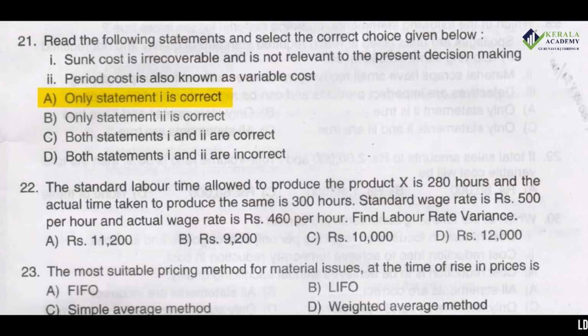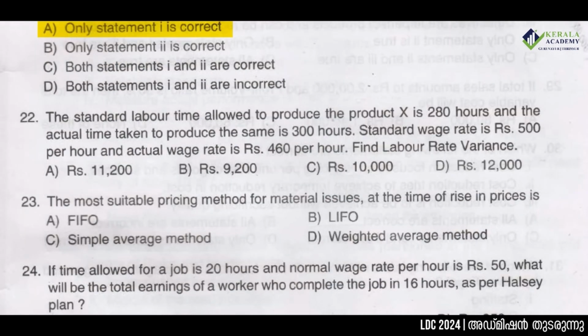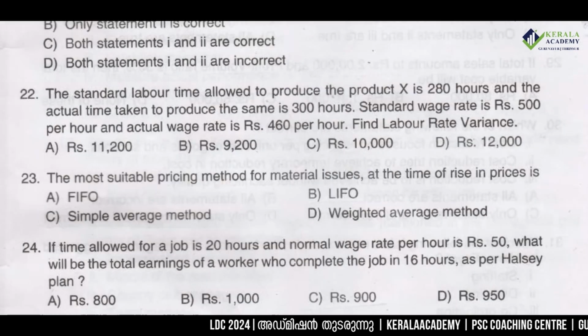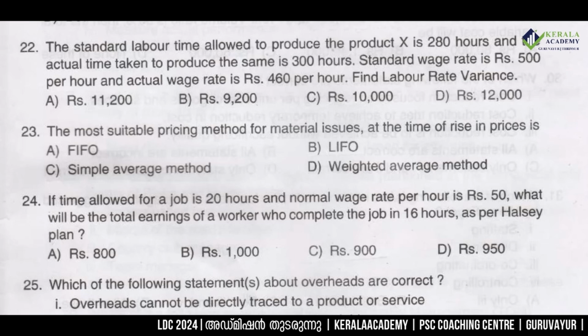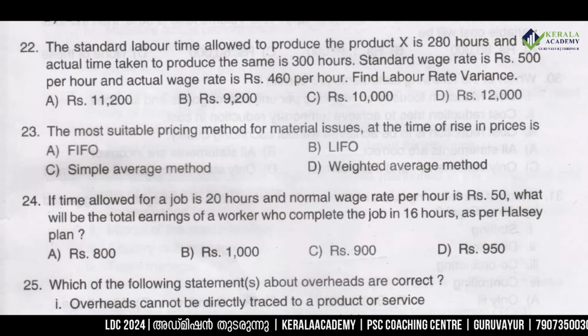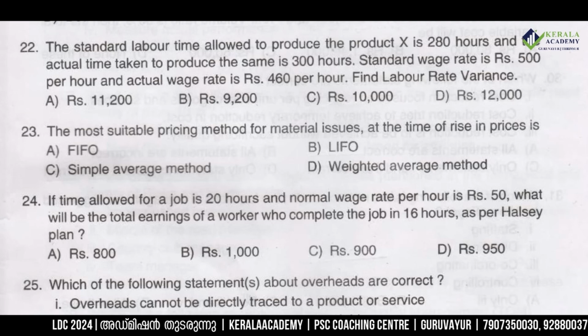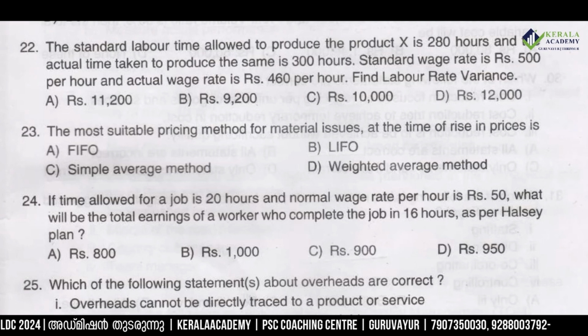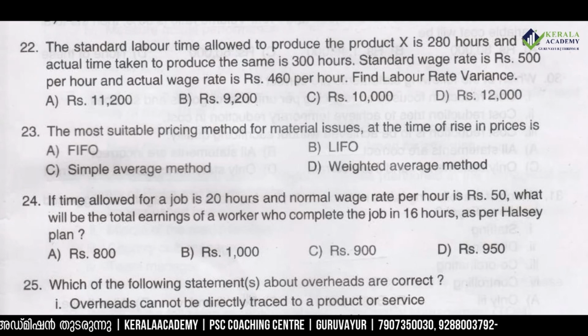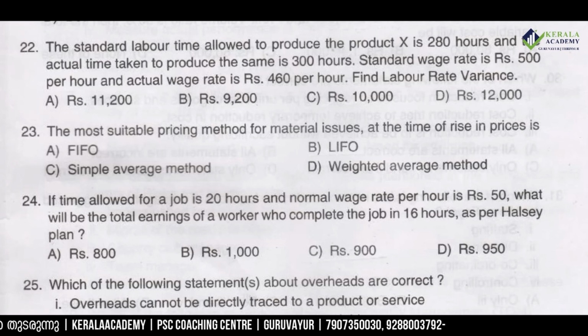The standard labor time allowed to produce the product X is 280 hours and the actual time taken to produce the same is 300 hours. Standard wage rate is rupees 500 per hour and actual wage rate is rupees 460 per hour. Find labor rate variance. 11,200 rupees, 9,200 rupees, 10,000 rupees, 12,000 rupees. Correct answer option D, 12,000 rupees.